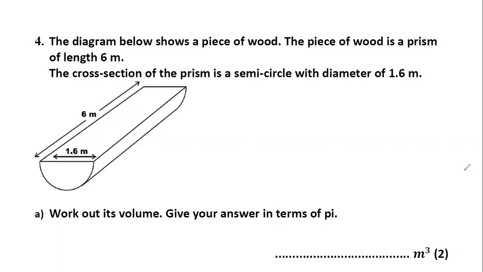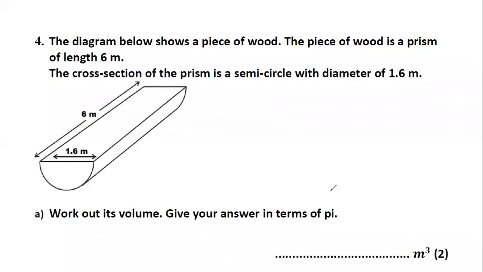Let's move to question number 4. It says the diagram below shows a piece of wood. A piece of wood is a prism of length 6 meters. Cross section of the prism is a semicircle with diameter of 1.6 meters. Work out its volume. Give your answer in terms of pi.